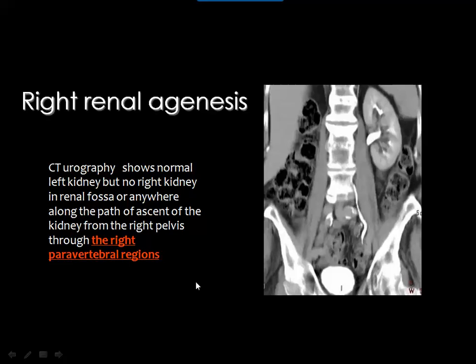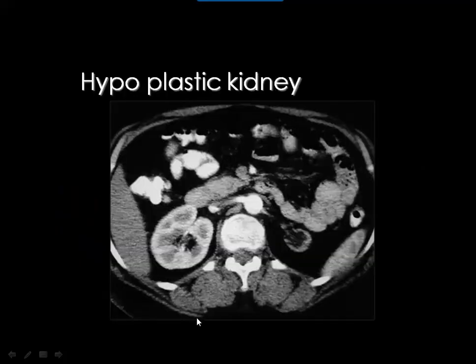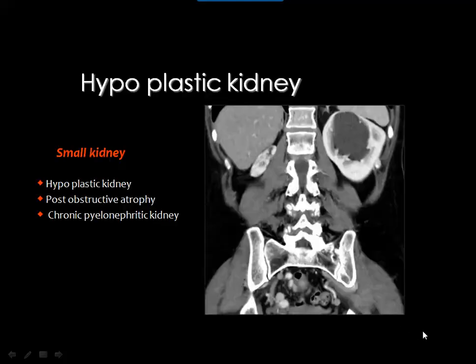Also, one kidney may be absent along its whole course from the renal fossa down to the pelvis, and at that time you cannot identify any renal tissue in this anatomic area, and you see that the opposite kidney is enlarged because of compensatory hypertrophy. And this is an example. You see a small kidney on the left side, and the other kidney is big, and you can easily appreciate the cortex and the medulla of the kidney.